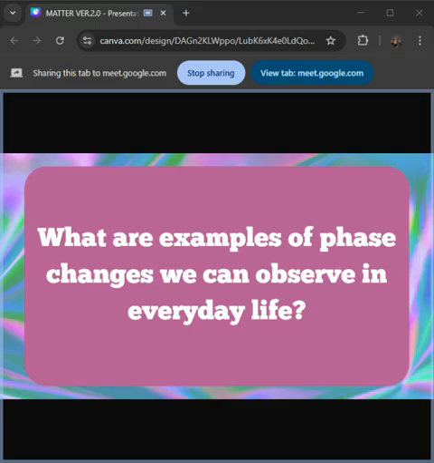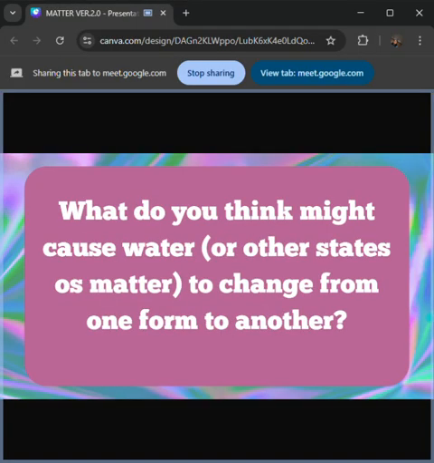Now let me present another question. What do you think might cause water or other states of matter to change from one form to another? I think that has been answered. It's about temperature. So temperature has something to do with the phase change. Let's just proceed with the other slide.